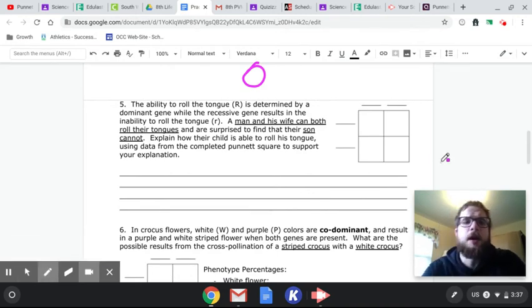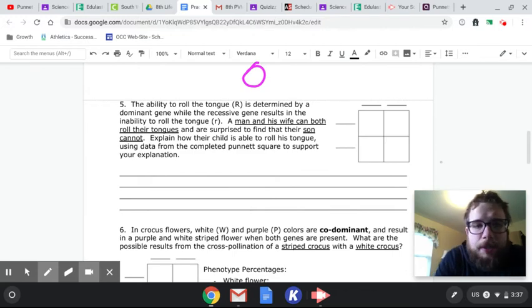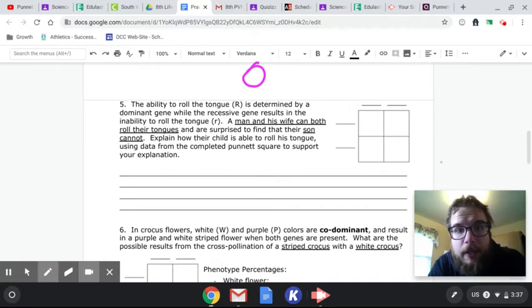The ability to roll the tongue, big R, is determined by a dominant gene, while the recessive gene results in inability to roll the tongue. I cannot roll my tongue, but almost everybody I know can, so sad face for me. A man and his wife can both roll their tongues. They are surprised to find out that their son cannot. Explain how their child is able to, let's see, that's poor wording there, my mistake. It should be: explain why their son cannot roll his tongue, even though they both can, okay?